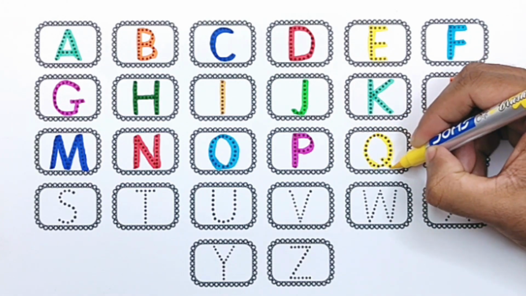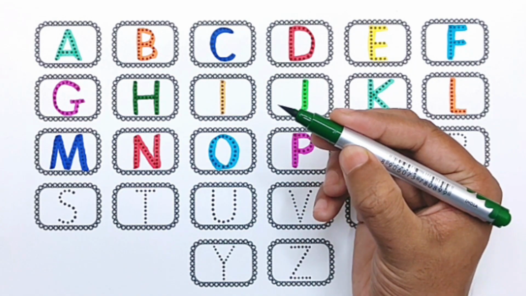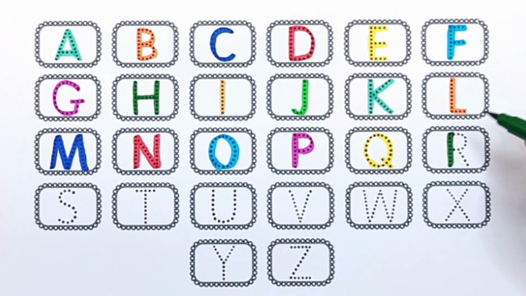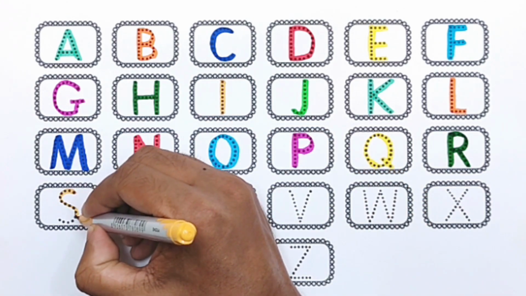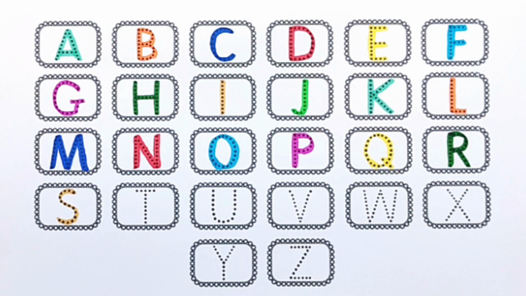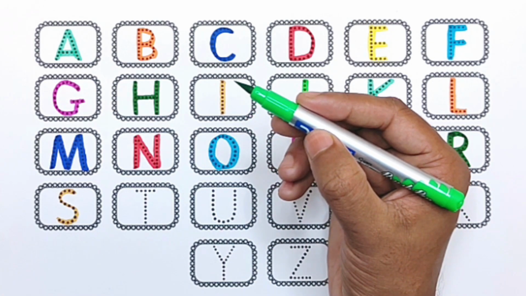Q for queen, green color. R for rainbow, yellow brown color. S for strawberry, light green color.